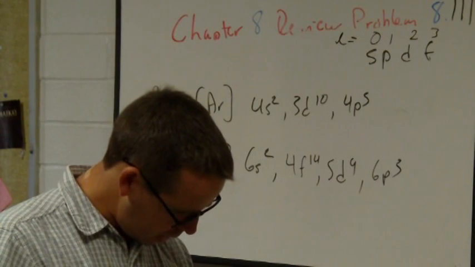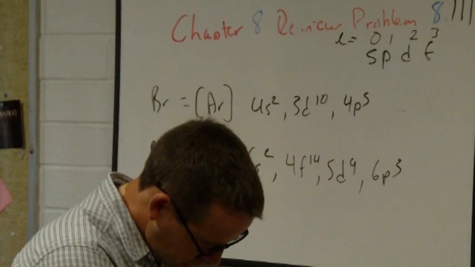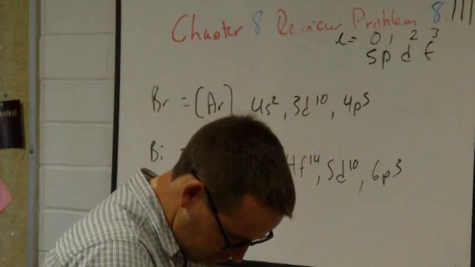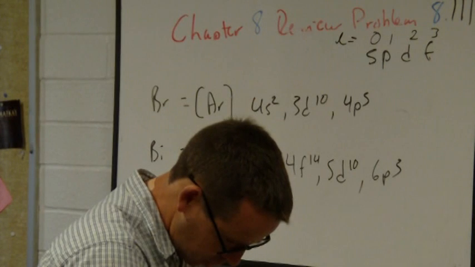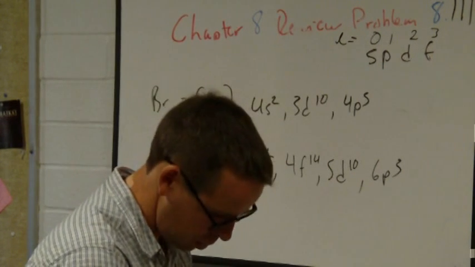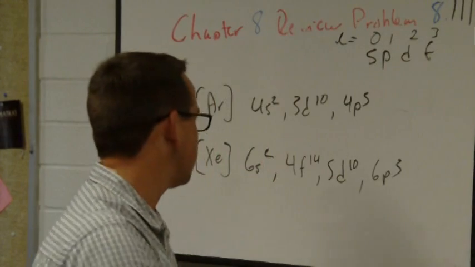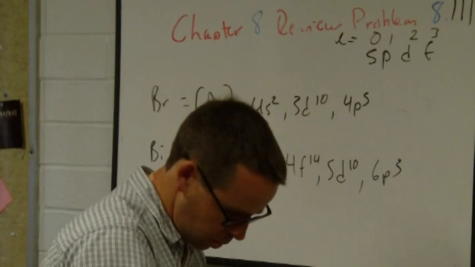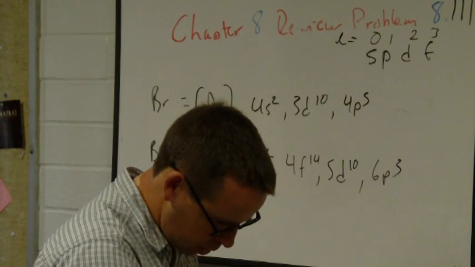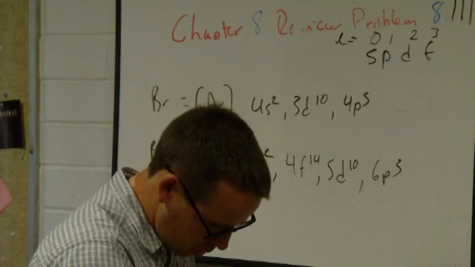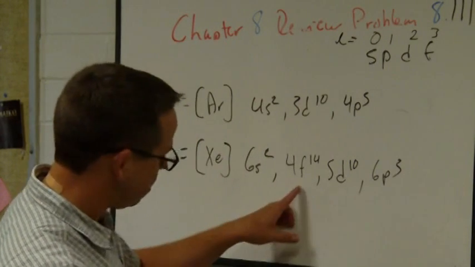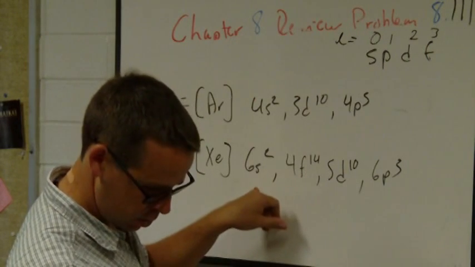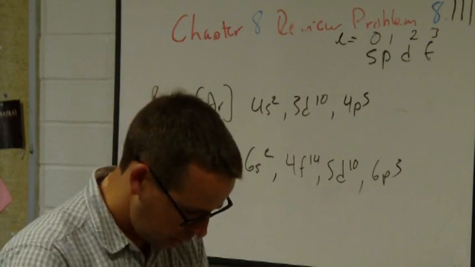So let's double check that one. Whoops, 5d, not 9, 5d10. Sorry about that. Bismuth, 5d10, 6s2. I also forgot the 6s, no, I got 6s2 here. 4f14, 5d10, 6s2, and 6p3. Okay, that's right.